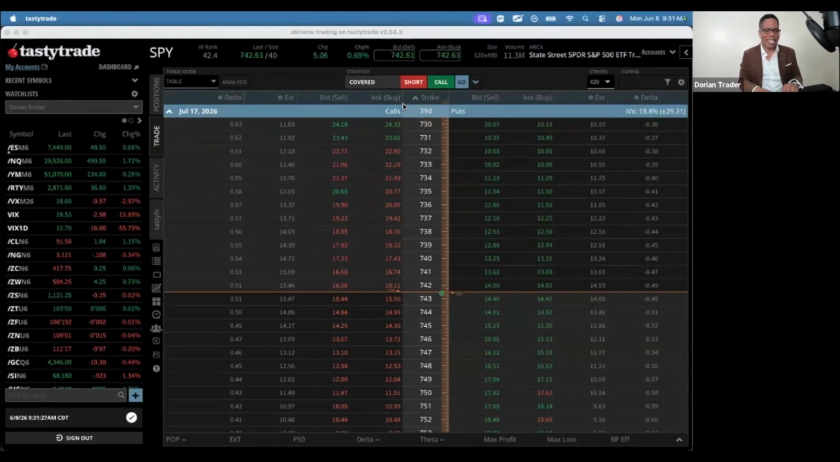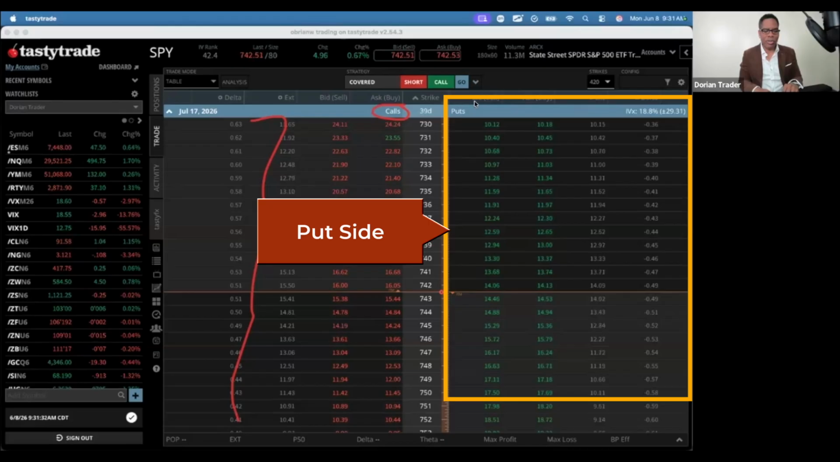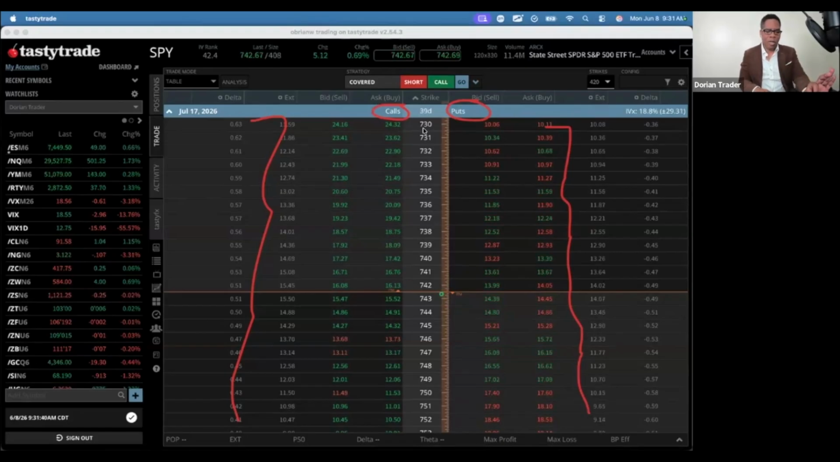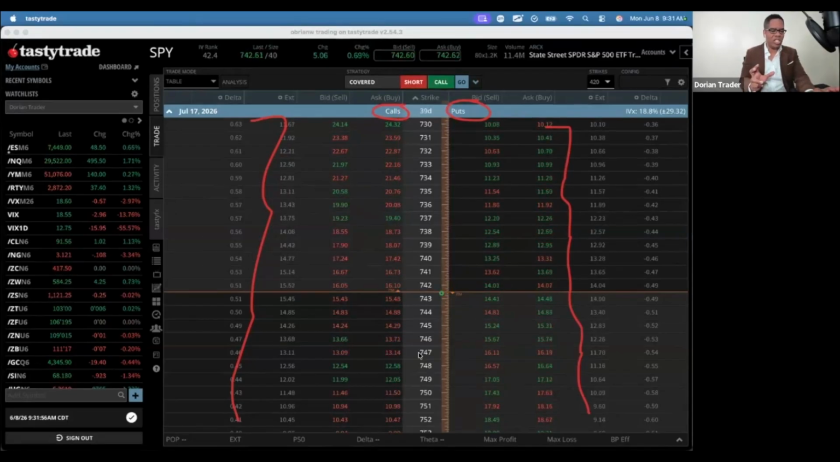And then what you're going to see is calls to the left. So all of these are calls. And then to the right, you're going to see puts. All of these are puts to the right. And then this vertical area where you see these strikes, these are the standardized strikes that are created by the exchanges, like the New York Stock Exchange, the NASDAQ, the CME. The exchanges create these strikes. They can add to them. They won't change within an expiration period, but they can add to them.